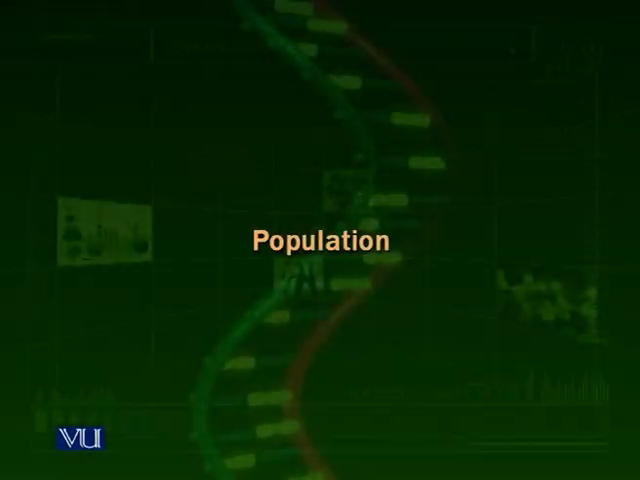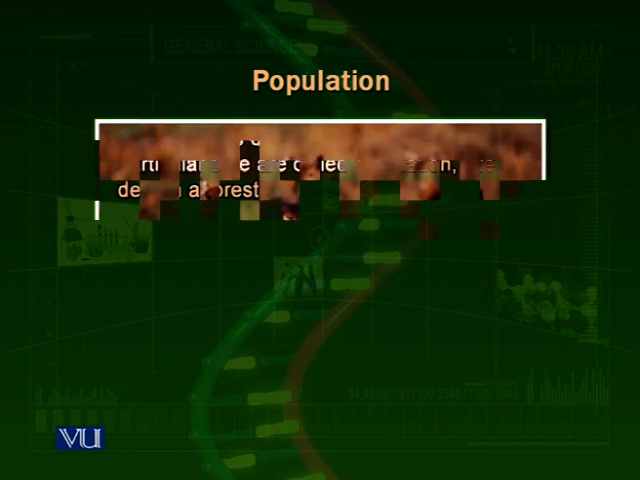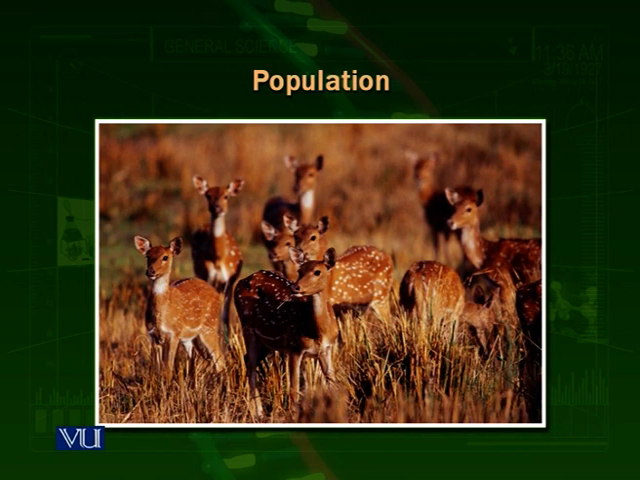Now we come to the next level, population. Organisms of the same kind, the same species, living in an area are called a population. For example, here in the picture, you can see different deer which are living in a particular area. All of these deer in this area, the same species, will be called a population.